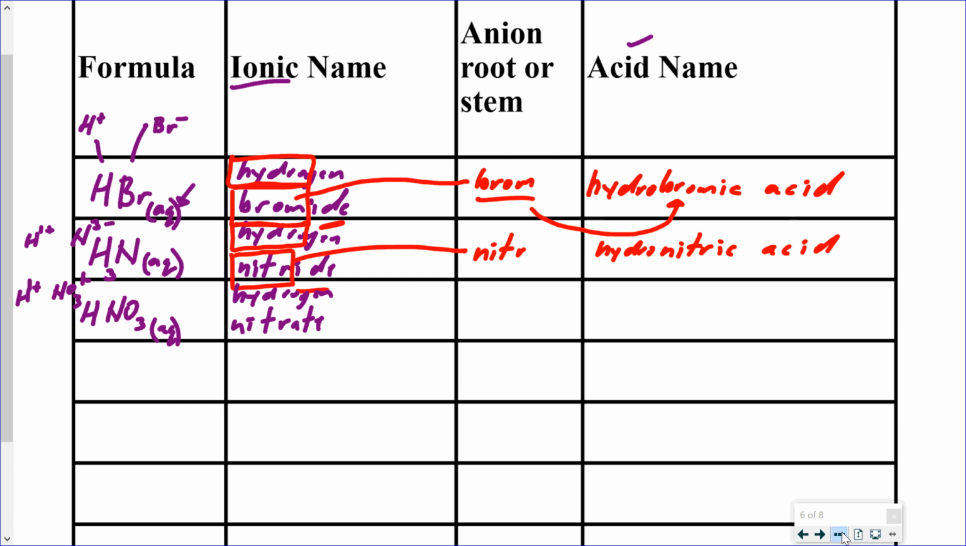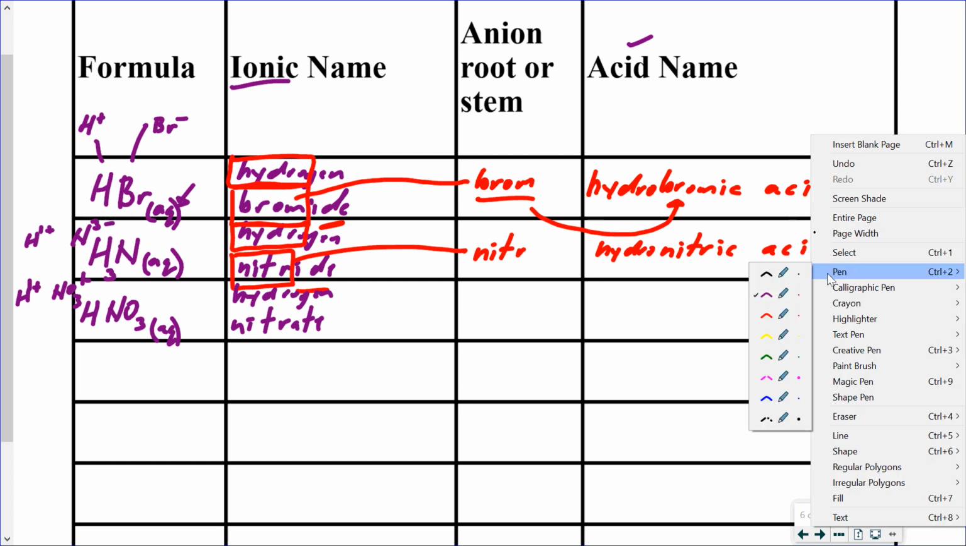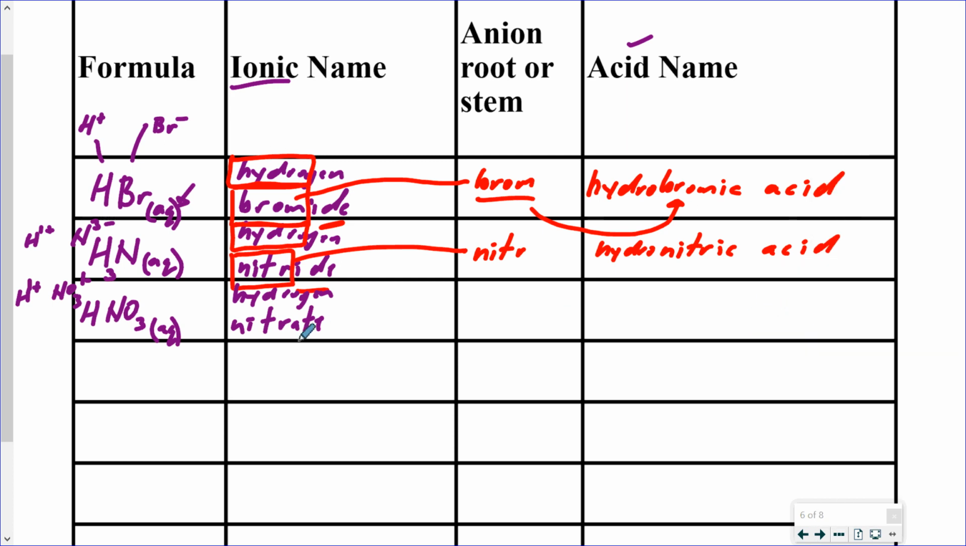Okay, now it's a different ending. It's the ATE, it's not the IDE, which means it is a different rule that we do use. So what does the rule say? You don't put the hydro in front. That was only if the ending is IDE with the anion. We don't need to put hydro in front. What is our stem? Well, it's actually the same as the previous example, but it's a different acid, so it can have the same name.